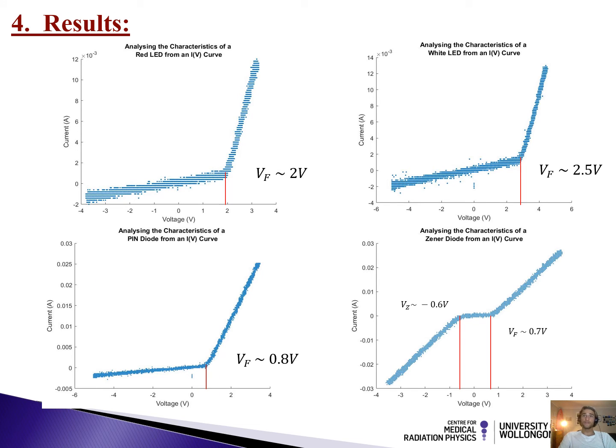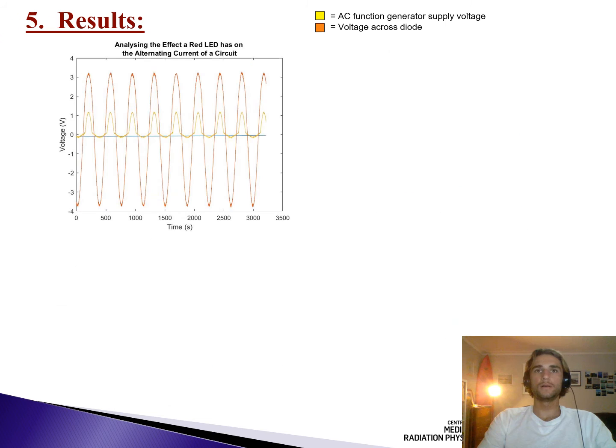For the Zener diode, it can be observed that the Zener breakdown region begins at negative 0.6 volts and the forward bias region occurs at 0.7 volts. As expected, the IV characteristic facilitates the flow of current below and above these respective voltage values.